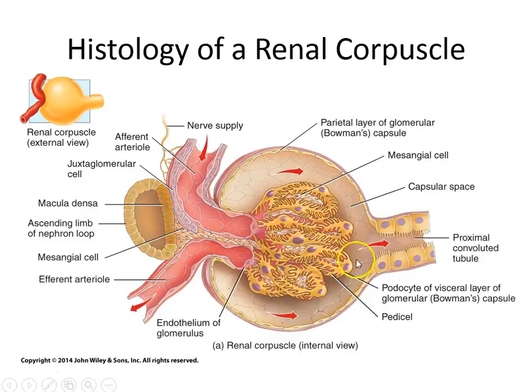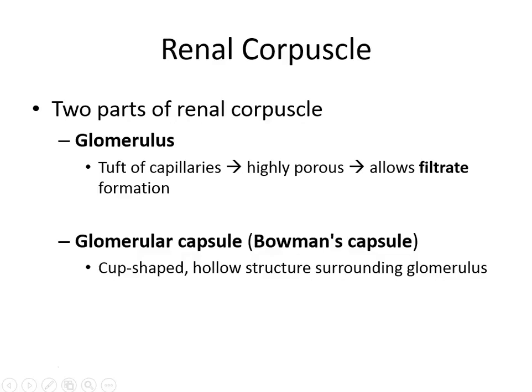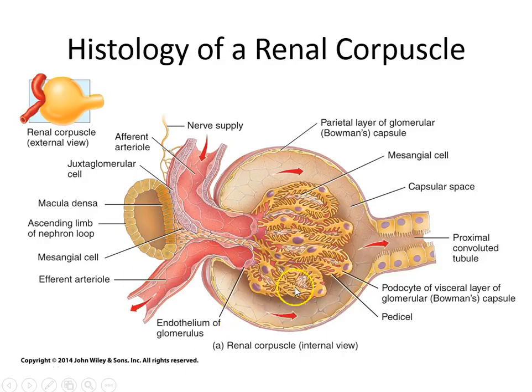So right now, we're just making filtrate. We'll look at the pressures that are important here a little bit later. So these fluids, anything small enough to fit through, is going to go into the tubule system. The 2 parts of the renal corpuscle we just looked at: the glomerulus, those capillaries, are highly porous, they've got those fenestrations. Fluid and solutes move out into the capsule. It's called filtrate. The glomerular capsule is that hollow structure around the outside, catching any fluid and solutes that are pushed out of our blood.